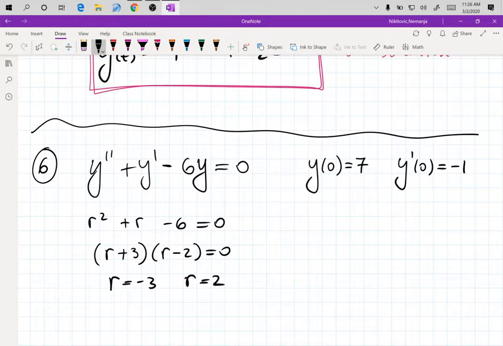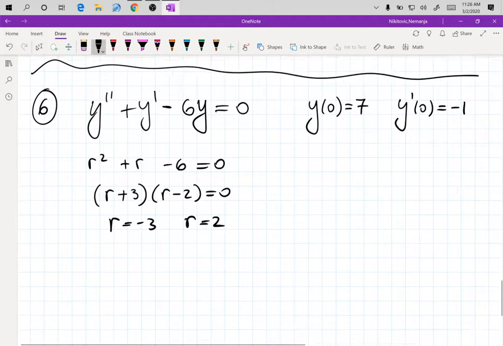The quadratic formula will work 100% of the time, right? And factoring only works when the roots work out to be integers.